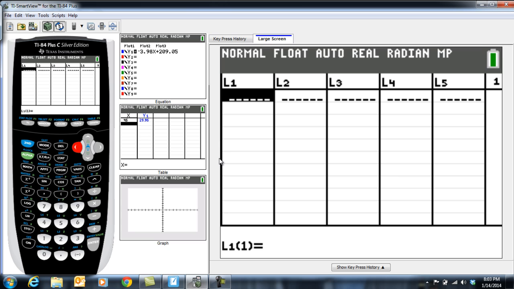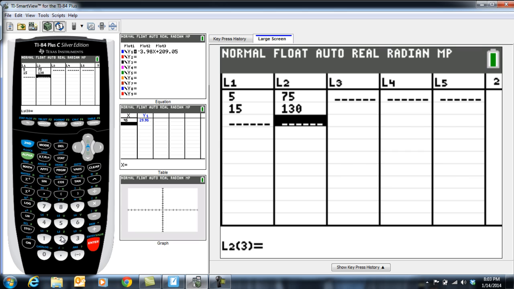X values will go in list 1, and Y values will go in list 2. My 2 points had X values of 5 and 15, so I hit 5, enter, and then 15, enter. Then my Y values were 75 and 130, so I enter 75, enter, and 130. My calculator's being super sensitive. 130. There we go. Enter. So now I have those numbers in my list.